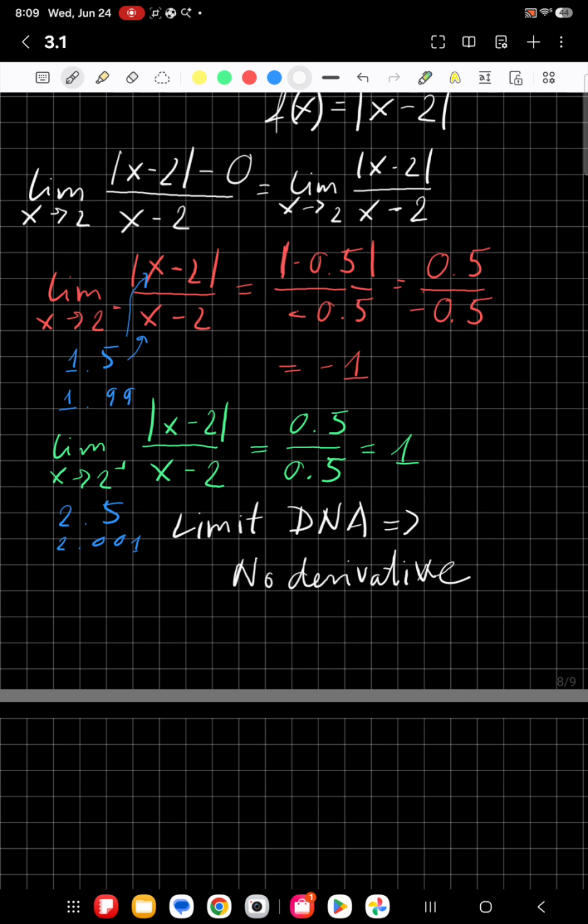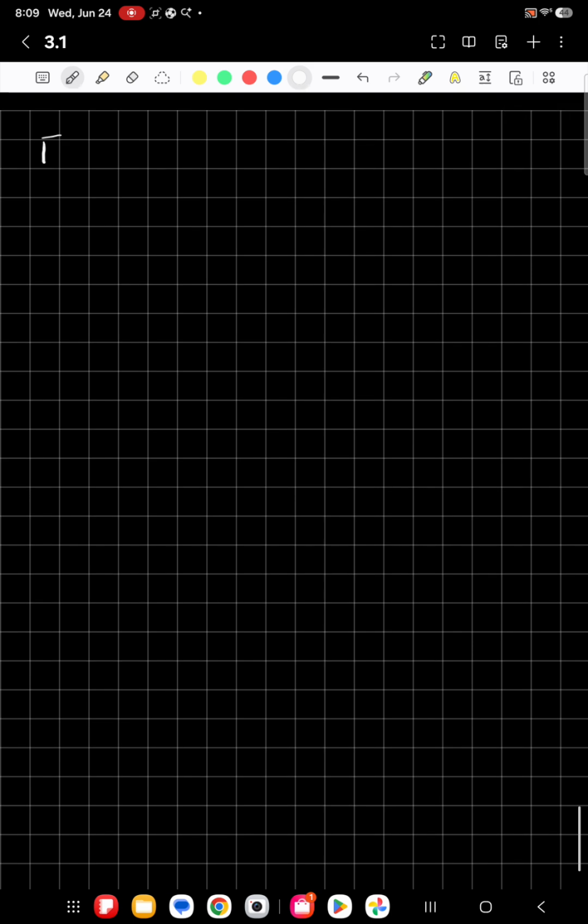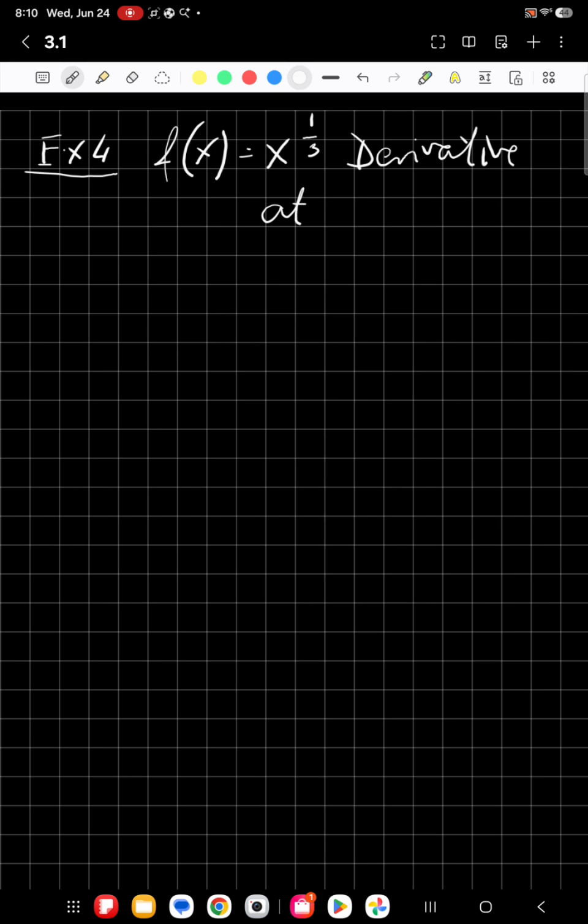All right, so I have a couple more examples of some weirdnesses. So this is example 4. Again, we have a function, f of x equals x to the 1/3, and the question is, does the function have a derivative at the origin?